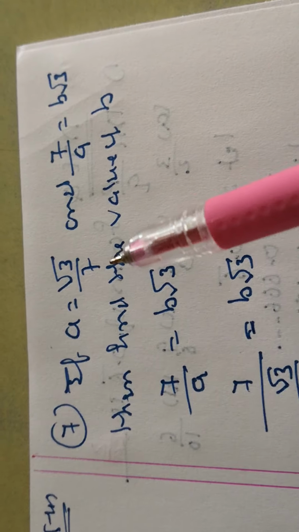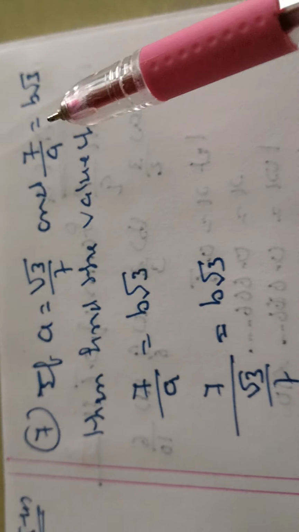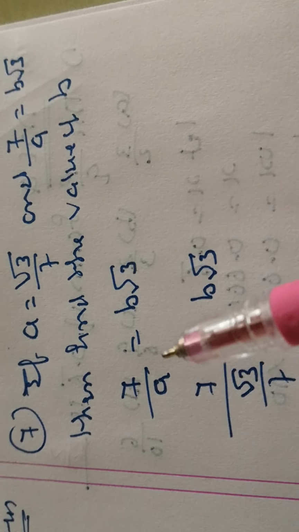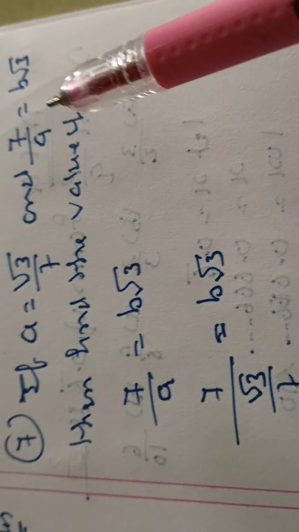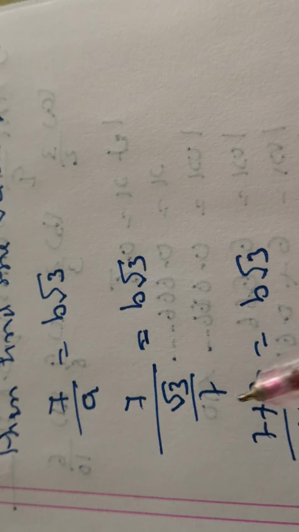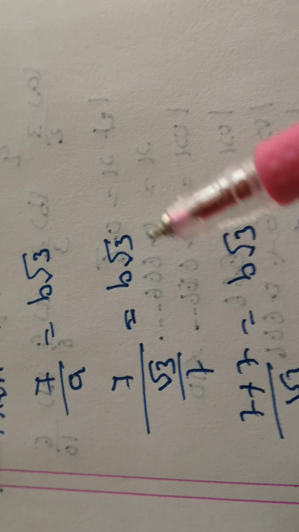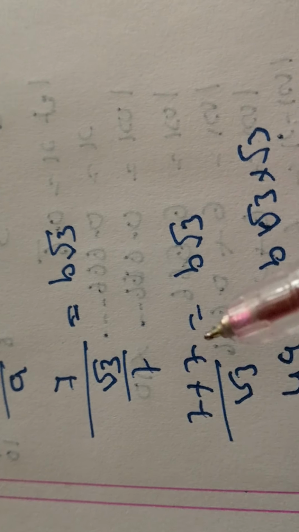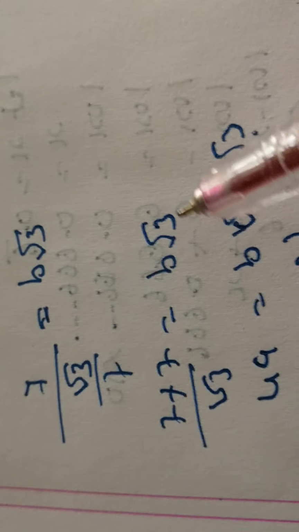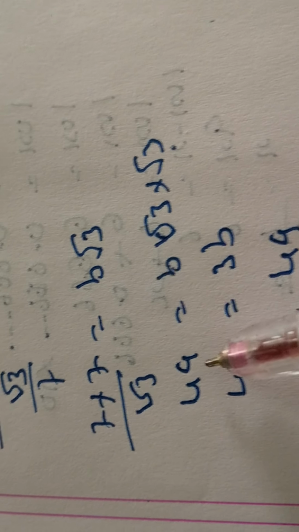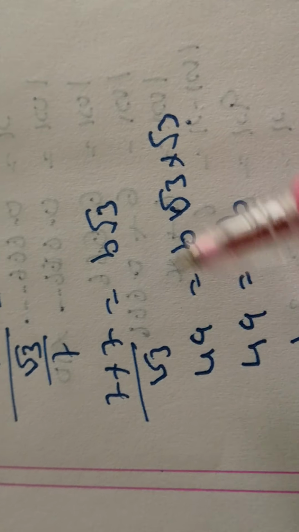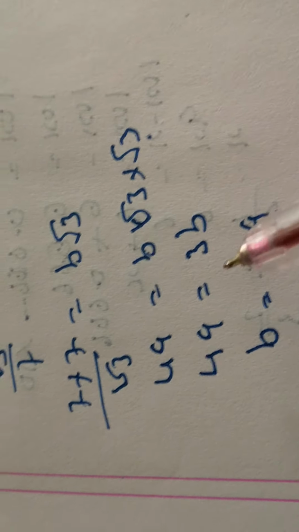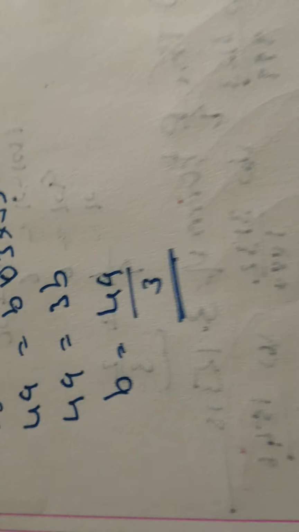If A is equal to root 3 upon 7 and 7 upon A is equal to B root 3, then find the value of B. So I have taken 7 upon A is equal to B root 3. Value of A is given to you, that is root 3 upon 7, so 7 upon root 3 upon 7 is equal to B root 3. I do not have a numerator, so 7 goes up. So it is 7 into 7 upon root 3 is equal to B into root 3. 7 7s are 49 and root 3 goes as multiplication over here. So 49 is equal to B, root 3 into root 3 is 3. So B is equal to 49 upon 3.